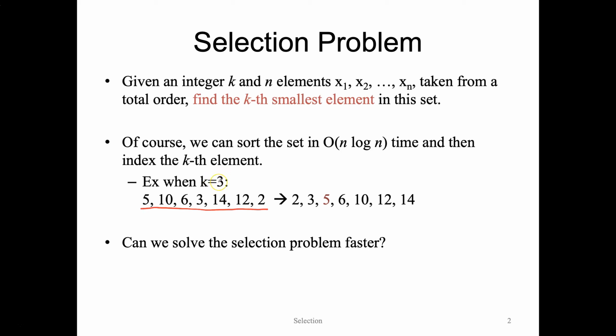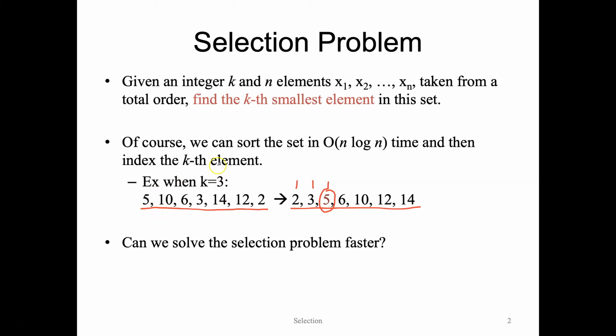One way we could solve this straightforwardly is by sorting already. If we were to sort this list, we would get the following sequence, and then from there we could count up: here's the first, second, and then third item. So 5 is the third smallest element in this sequence that we were given.